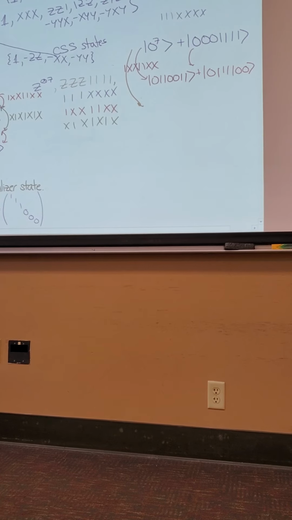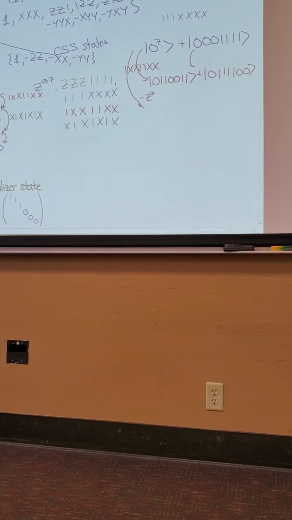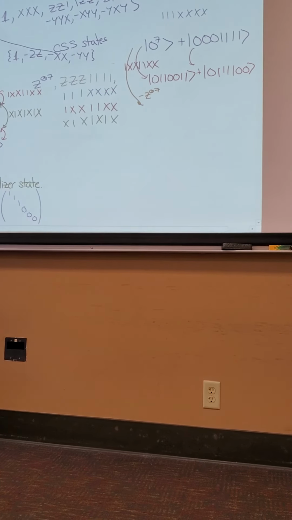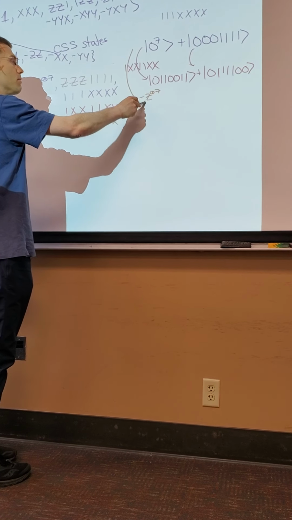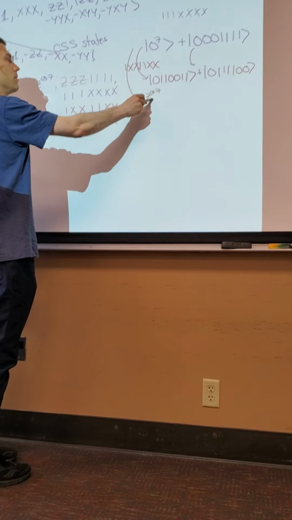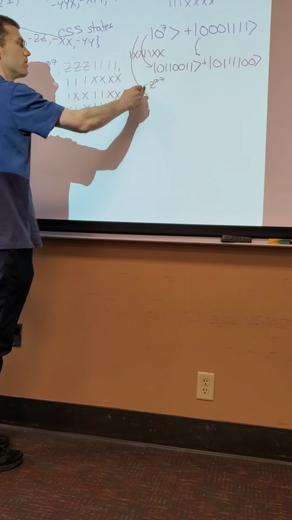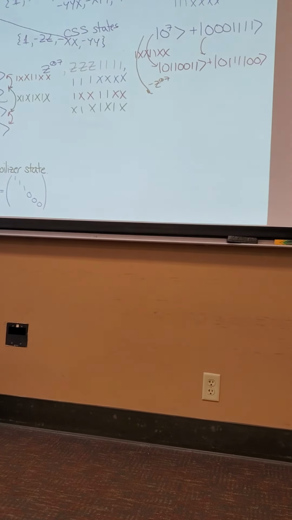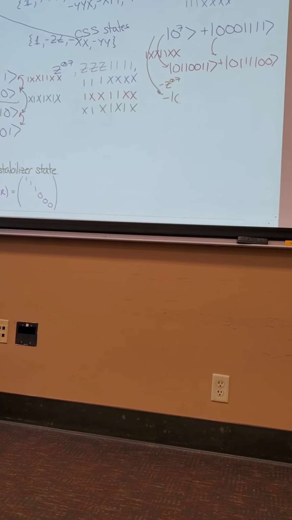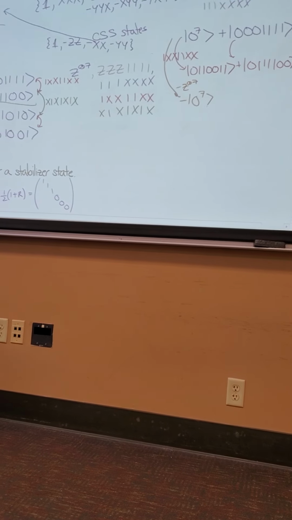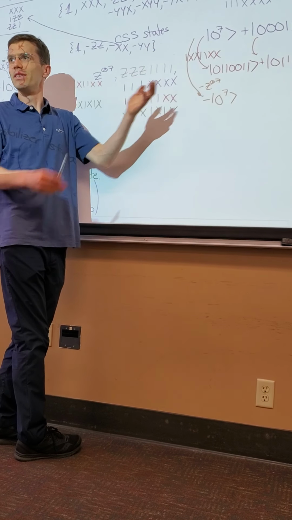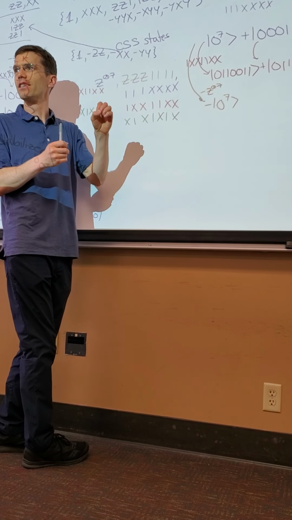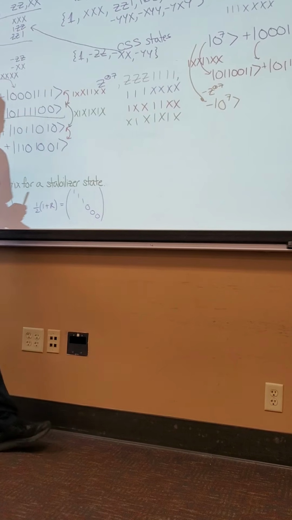If you add the stabilizer minus z tensor 7, well, then 0 to the 7, when you apply this operator to it, you get minus 0 to the 7 on that, which is minus 0 to the 7. So I get minus 0 tensor 7. And this term would cancel that term out, and you just end up with 0 instead of a vector, instead of a length 1 vector.